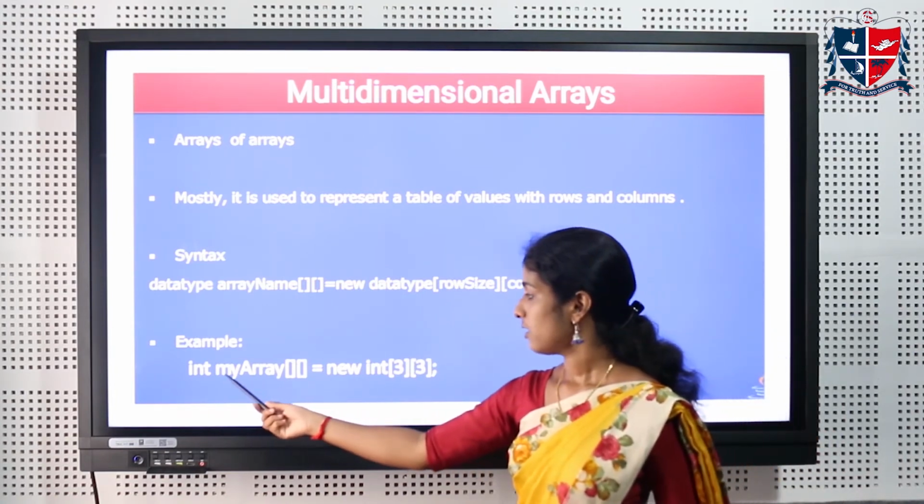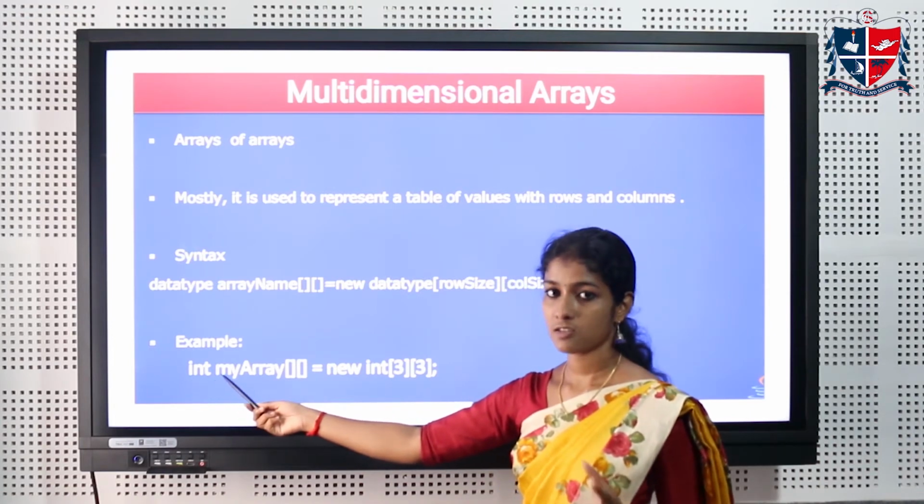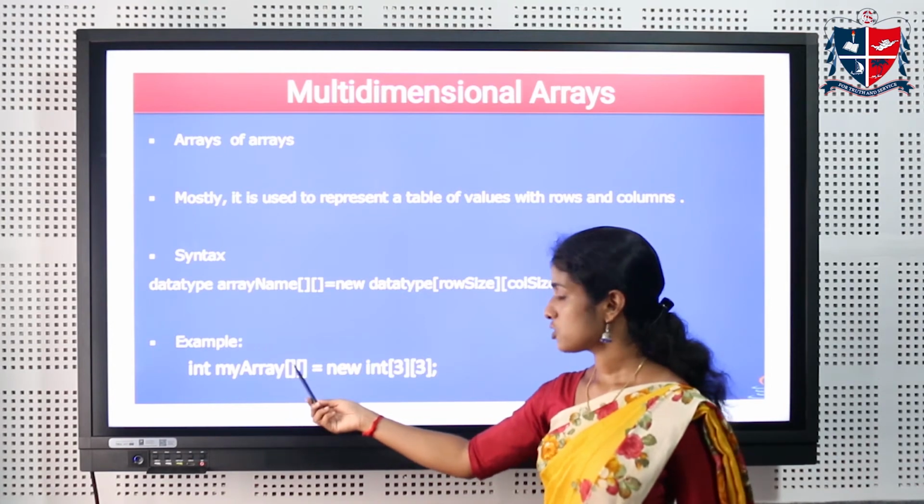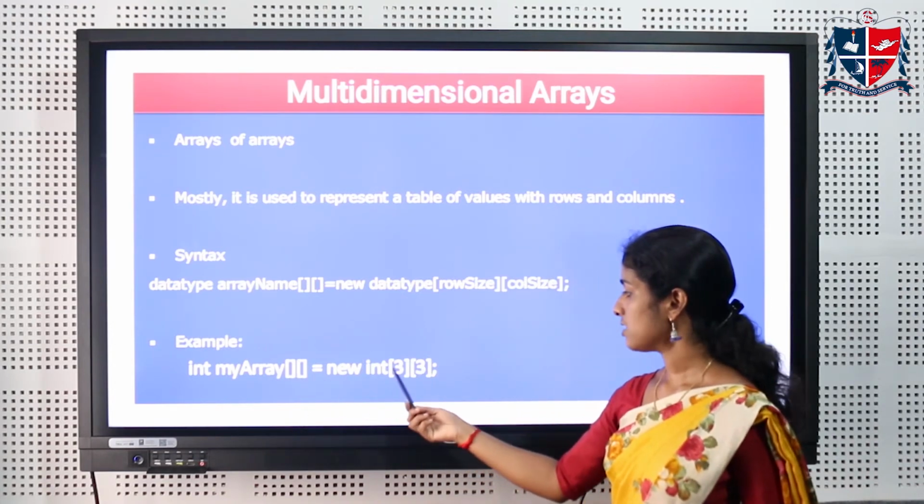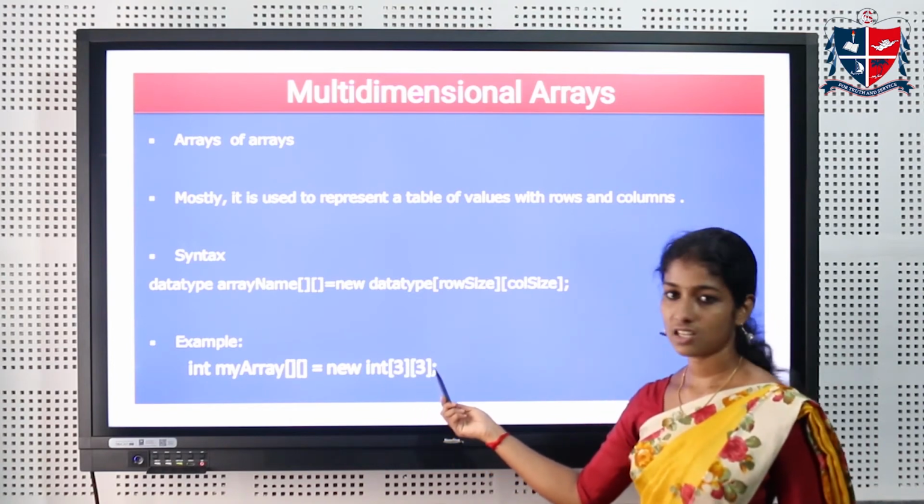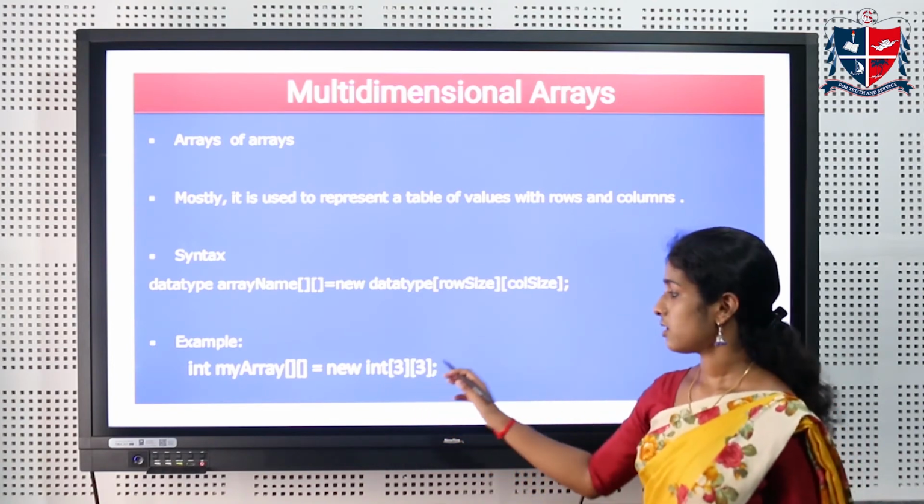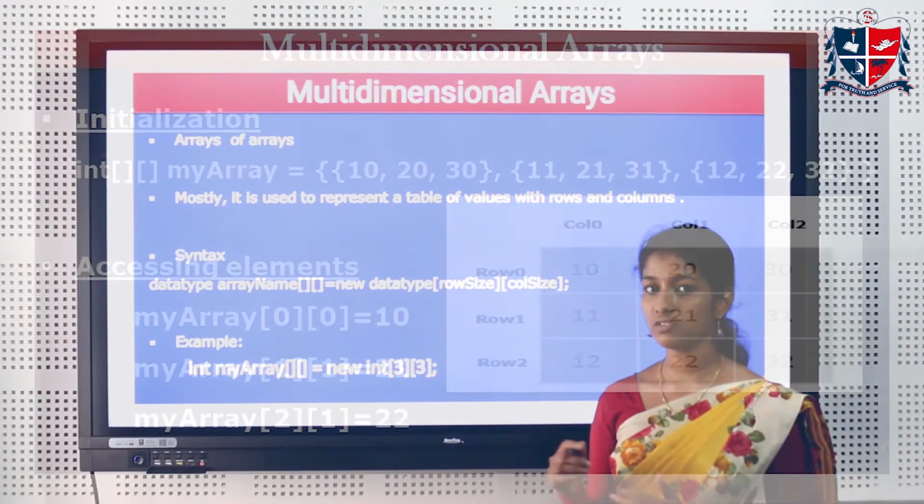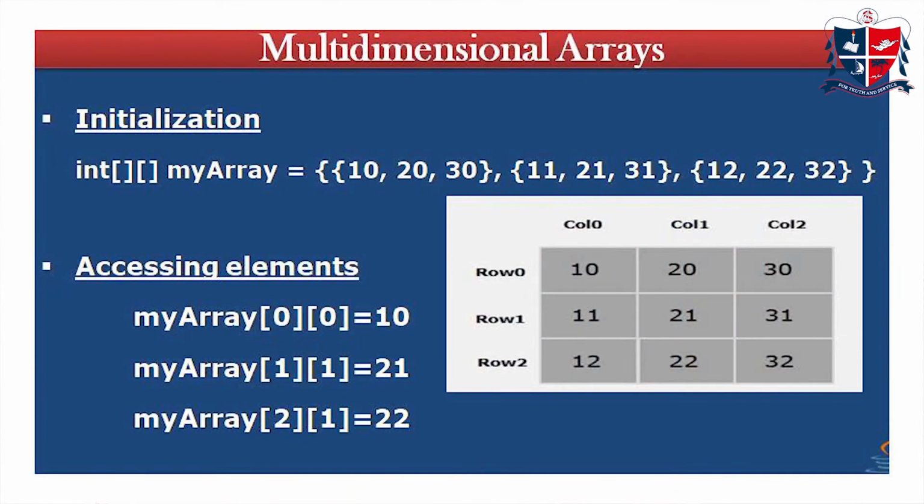For example, int is the data type which specifies an integer. myarray is the name of the array. Then two square brackets, new int of 3 of 3. Here the first 3 is the row size and the second 3 is the column size. So the elements in this array will be stored in 3 rows and 3 columns. This is how we initialize a two-dimensional array.